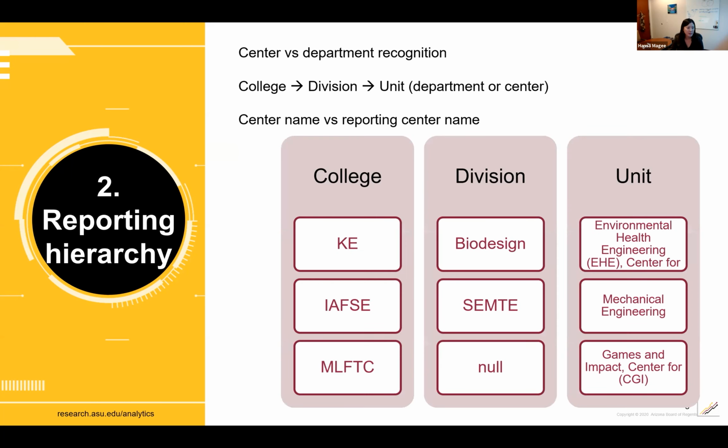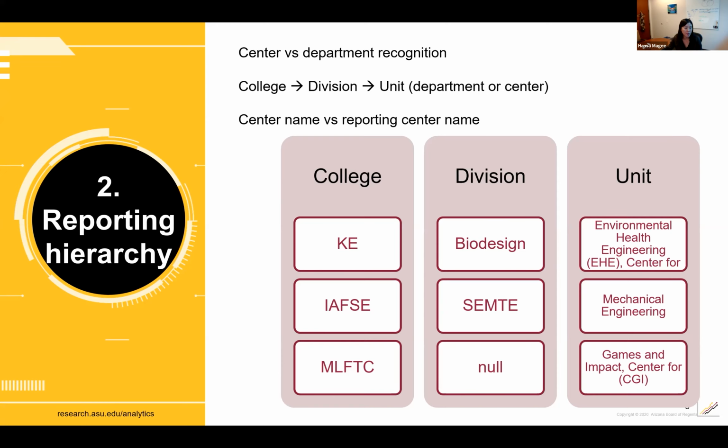So I have some examples for you. Let's do the middle one first. For example, the Department of Mechanical Engineering has its own special HR code. It rolls up to a division level entity, which is 70, which in engineering is actually the school, right? But in terms of our hierarchy, we are putting it into the middle level, so it is called a division. And then the college would be engineering.